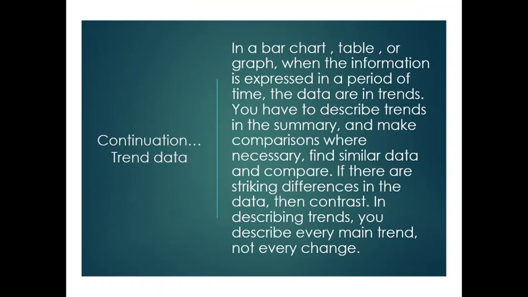In a bar chart, table, or graph, when the information is expressed in a period of time, the data are in trends. You have to describe trends in the summary and make comparisons where necessary. You have to find similar data and you have to compare them. If there are striking differences in the data, you have to contrast. In describing trends, you describe every main trend, not every change. Later on, I'm going to show to you what I mean by that.